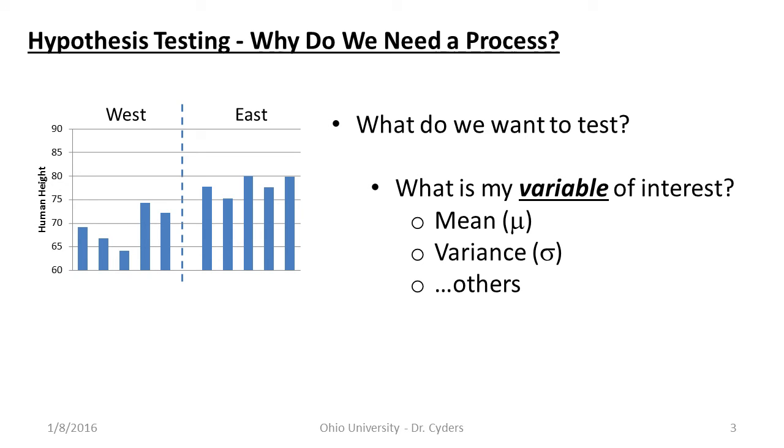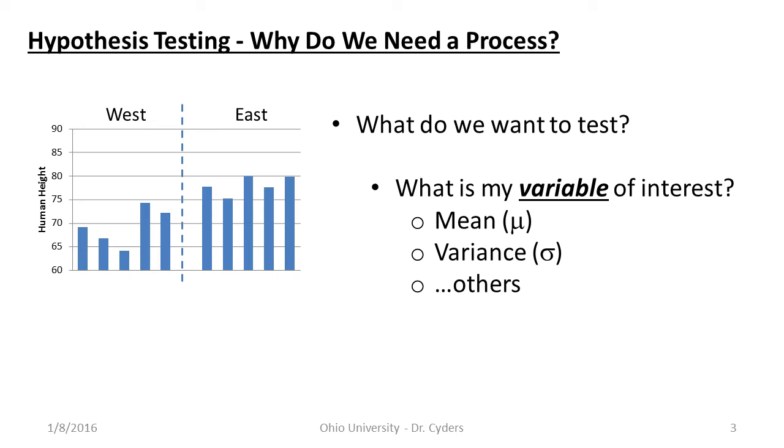So we need to figure out what is my variable of interest and reflect that in our question. The original question that we asked was, is there a difference in human height between people from Eastern Ohio and people from Western Ohio? That question is not specific enough for us to draw any conclusion. The question, for example, is there a difference in average human height between Eastern and Western Ohio? Now I can compare that.